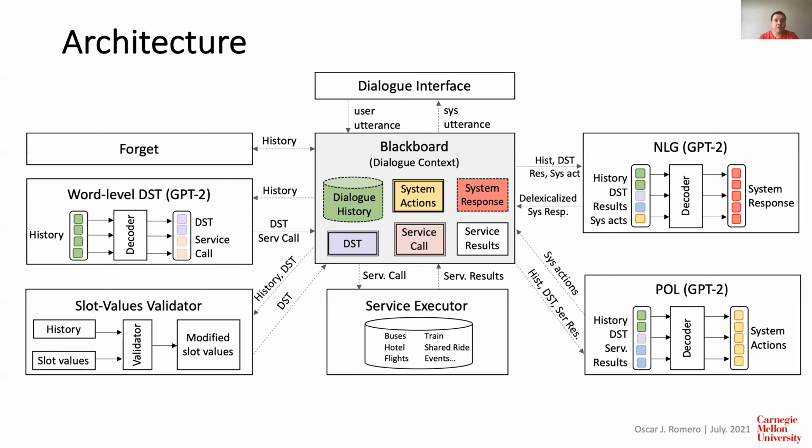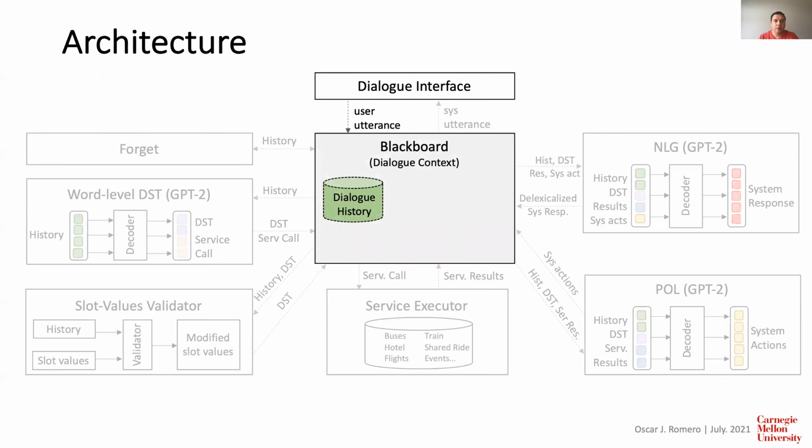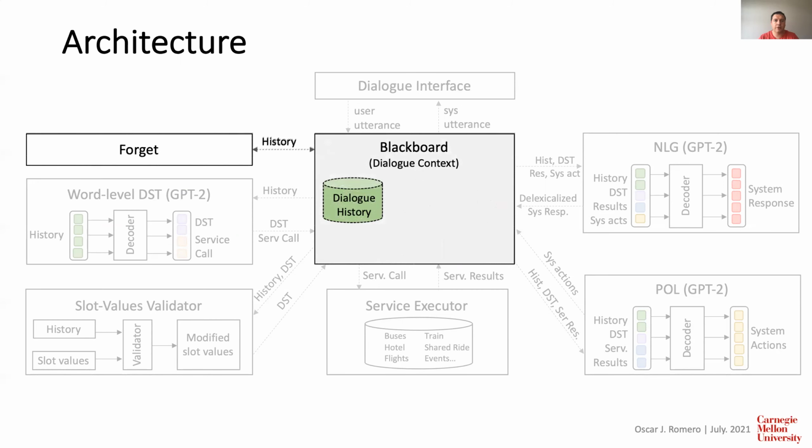This is our proposed system architecture. It resembles a blackboard architecture, but let's see how components interact with each other. First, both user and system utterances are processed and stored in the blackboard. Then, the forget module ensures that the sequence of inputs doesn't surpass the maximum limit of tokens that GPT-2 can process at a time by forgetting the oldest non-symbolic text in the history.